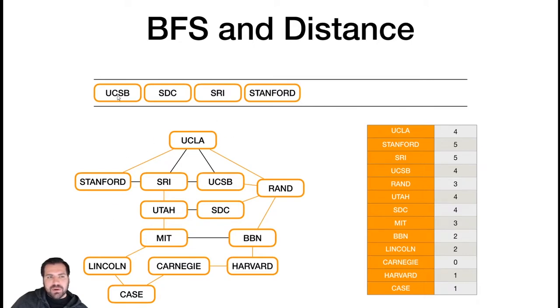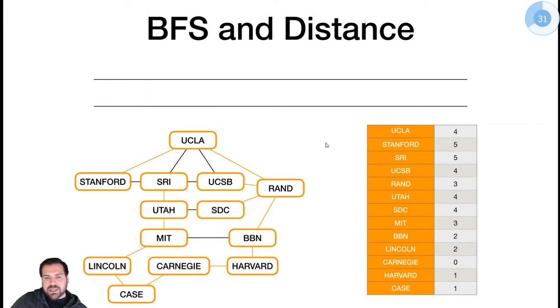There's nothing left to explore. UCSB is going to say all my neighbors are explored already. SDC, SRI, Stanford, same thing. All their neighbors are explored. So when they're dequeued, there's just nothing left to do for them. They check all their neighbors. All their neighbors are explored. Nothing to do. And now we have a data structure that our computers can understand. This nice map from node to distance from the starting node of Carnegie.